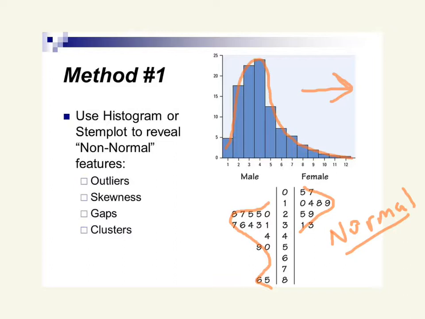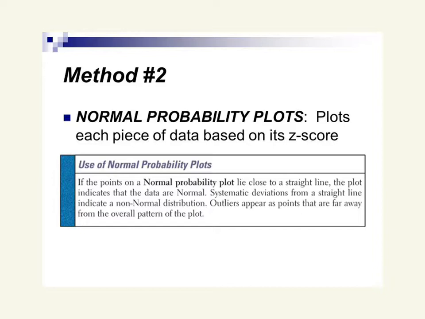So this is one method for assessing for normality, but I want to introduce you to a new type of graph as well in our second method. Now, our second method for assessing normality is through the use of what's known as a normal probability plot. And basically what this does is it takes each individual data value, converts it to its z-score, and then graphs these within a dot plot, basically, or a type of line graph, you might say.